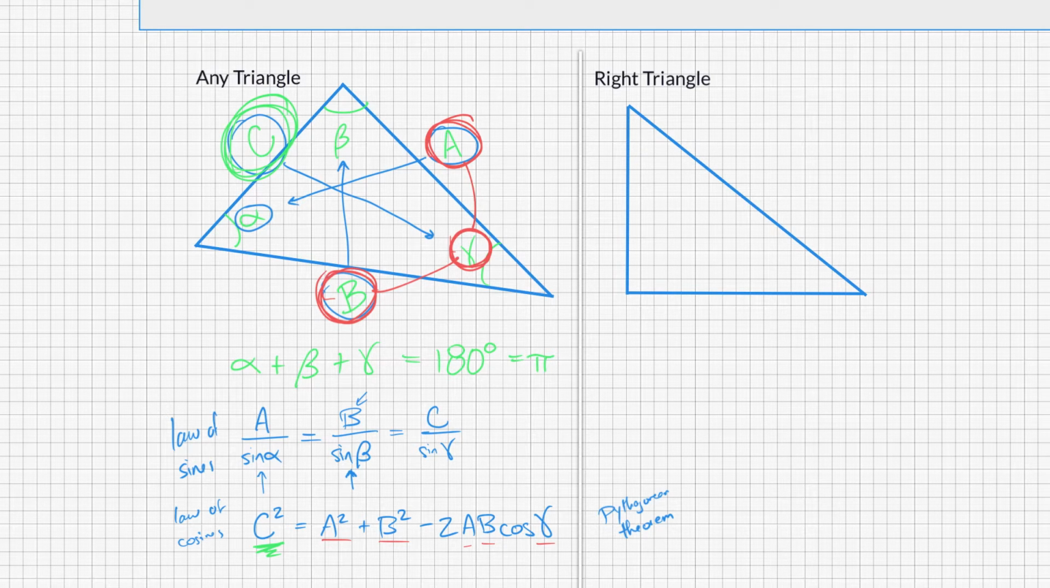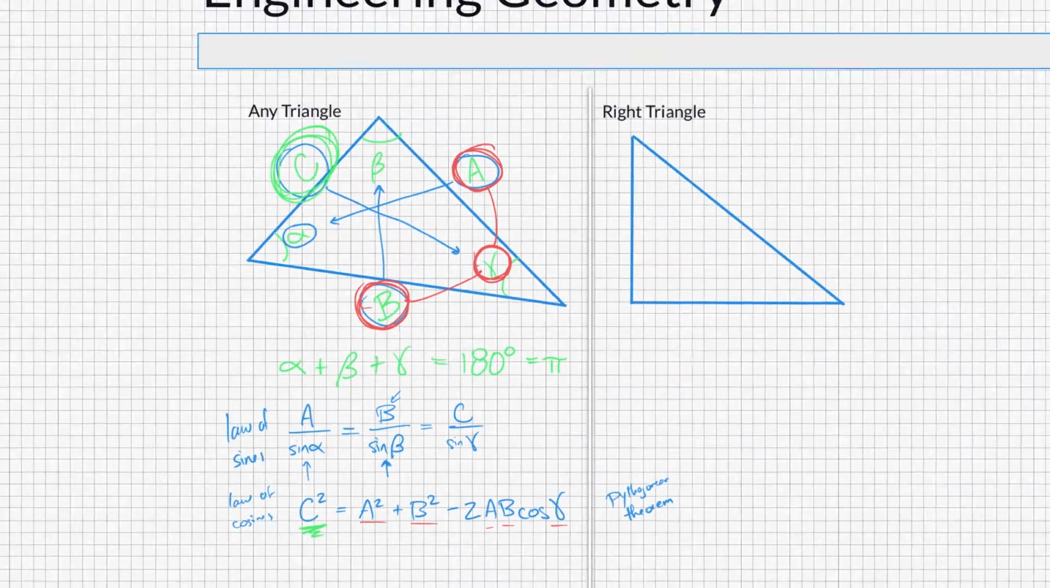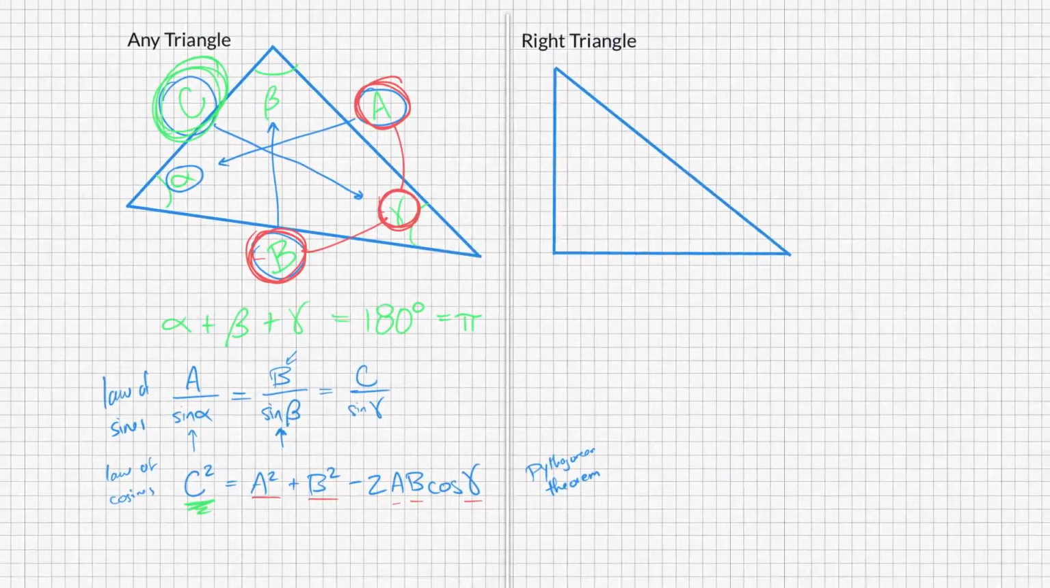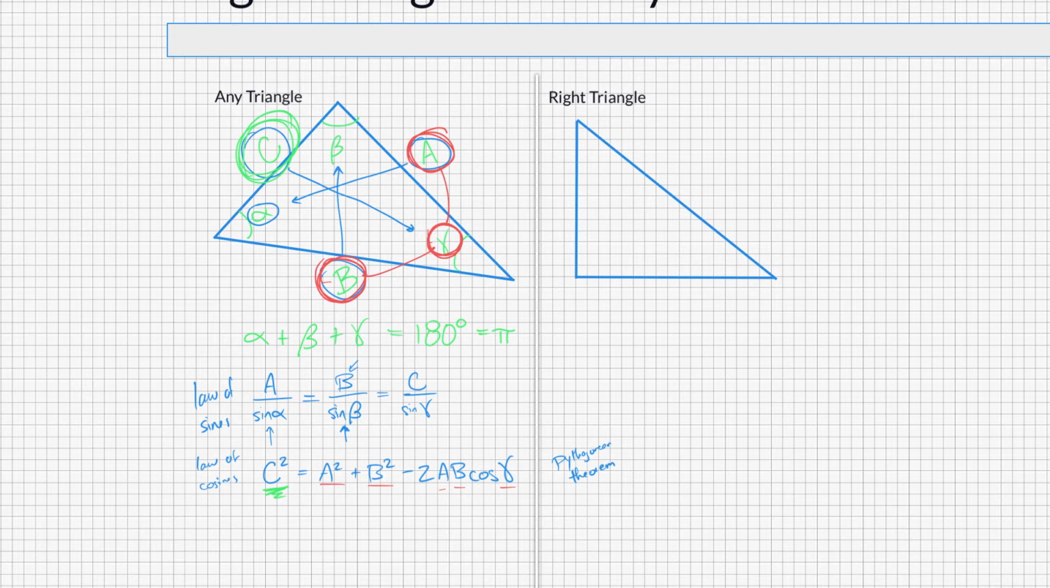Now, we're going to move over to right triangles, which have a couple of special properties. One of the cool things about a right triangle is that we don't ever have to name this angle. This is the right angle. And we don't have to name this side. The side opposite the right angle is always the hypotenuse. It's a fancy name. Who knows where it came from?